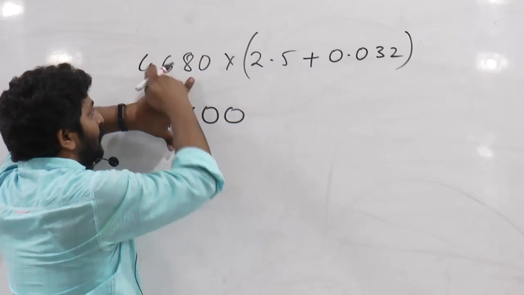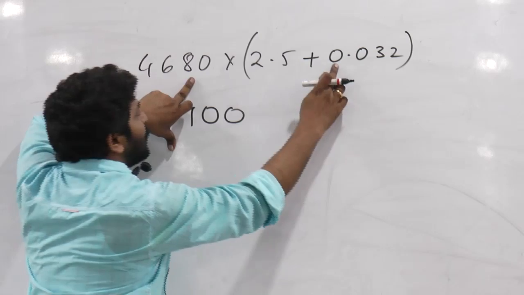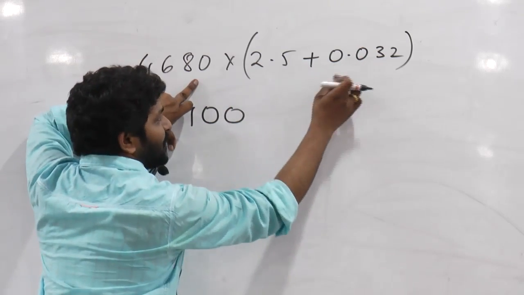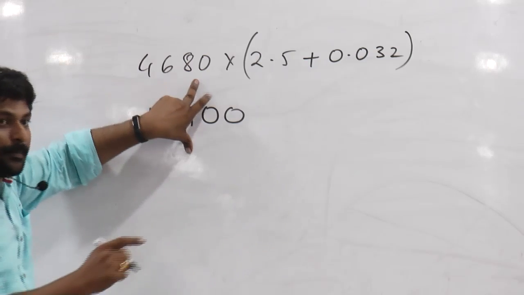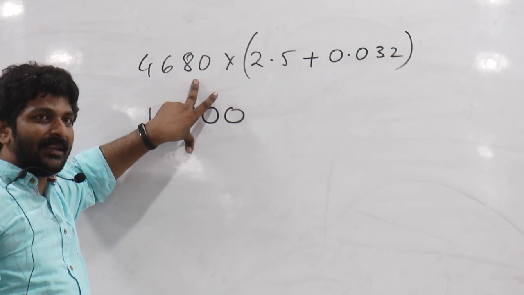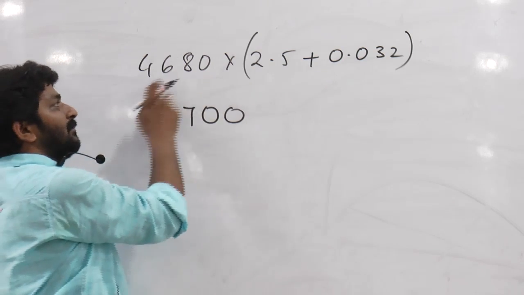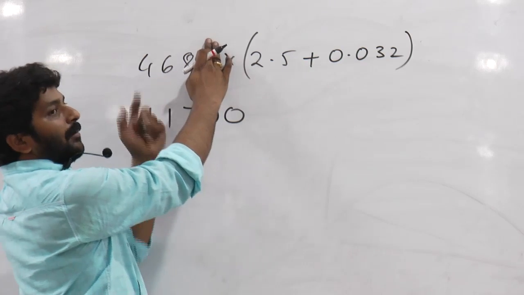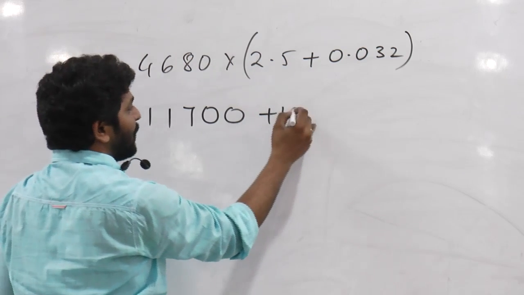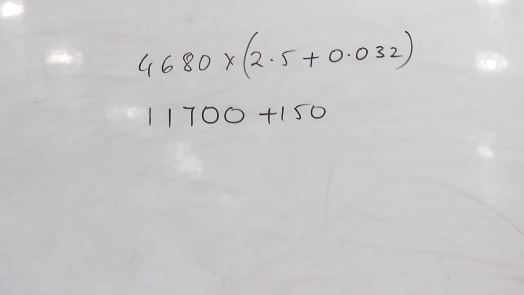Now 4680 into 0.032. I have a 0, so this value becomes 0.32. 0.32 in the sense 1/3, right? Yes or no? What is 1/3 of this number? 468. Near about 150. So to this number you need to add 150 again. 11,850. Answer should be nearby 11,850.